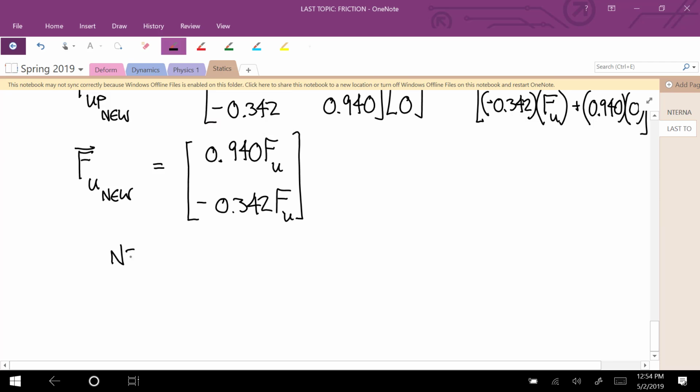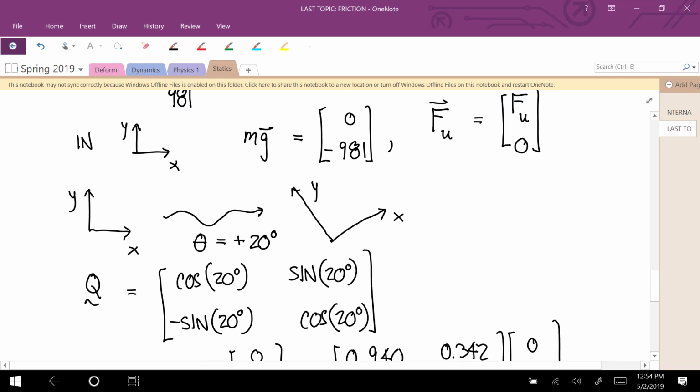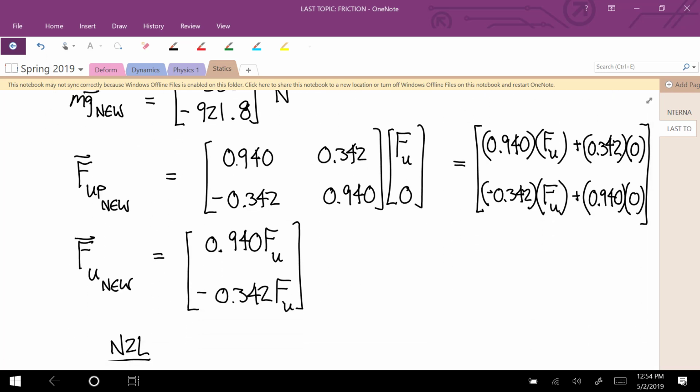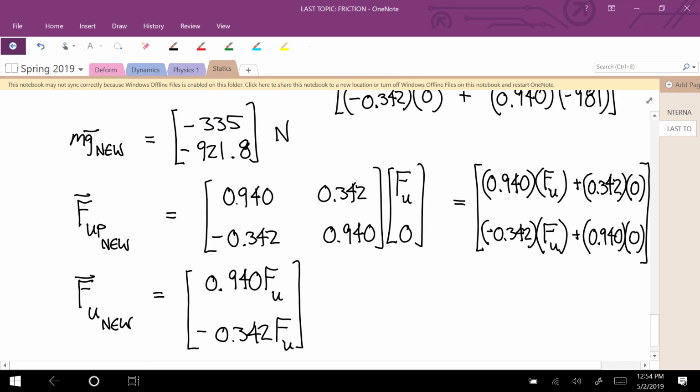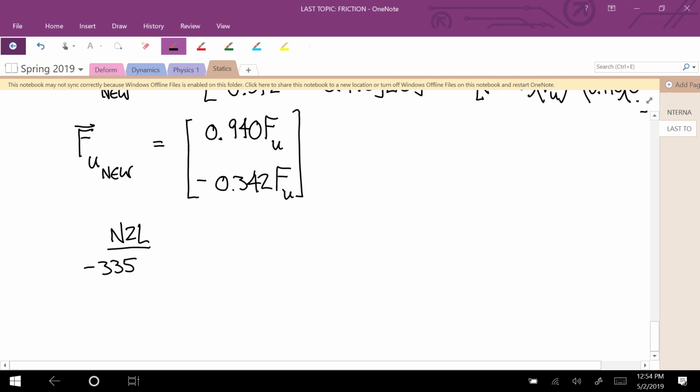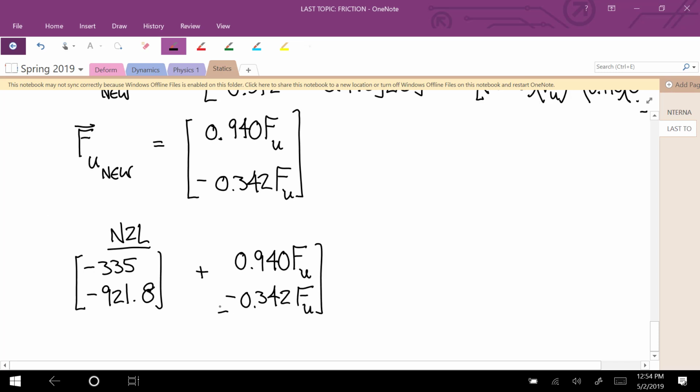Okay, so Newton's second law. The forces we have are the two that we just calculated, the normal force and the friction force. So the weight force is negative 335, negative 921.8, plus the applied force up the ramp, 0.940 Fu, negative 0.342 Fu, plus 0, N, plus negative 0.2 N, 0. That's the normal force and the friction force.